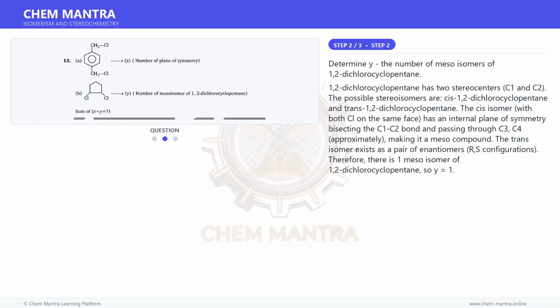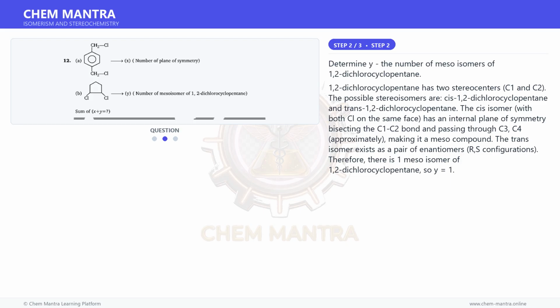The possible stereoisomers are cis-1,2-dichlorocyclopentane and trans-1,2-dichlorocyclopentane. The cis isomer, with both Cl on the same face, has an internal plane of symmetry bisecting the C1-C2 bond and passing through C3-C4, approximately, making it a meso compound. The trans isomer exists as a pair of enantiomers, R,R or S,S configurations.